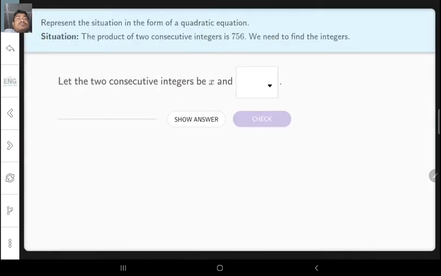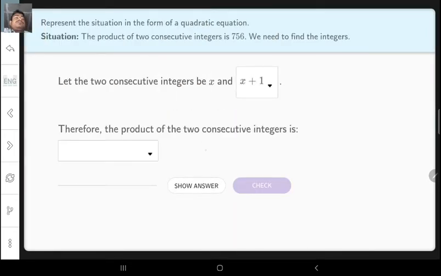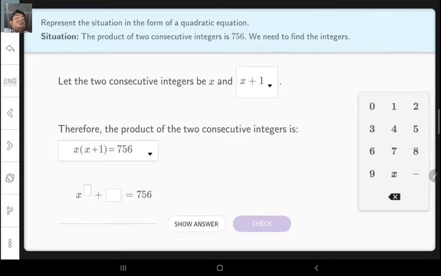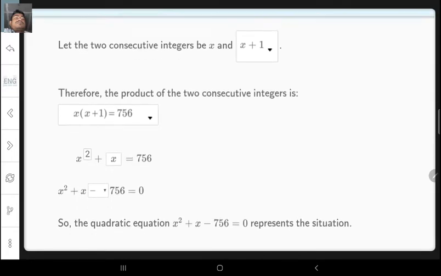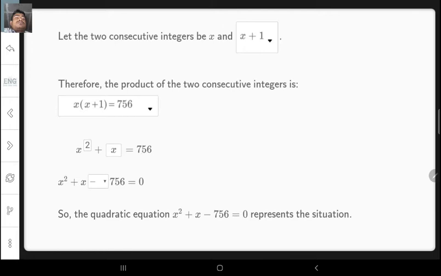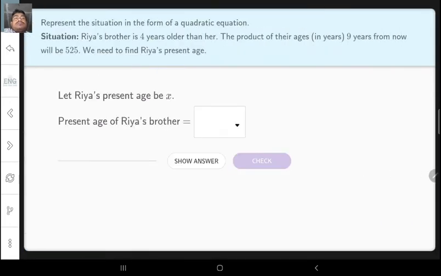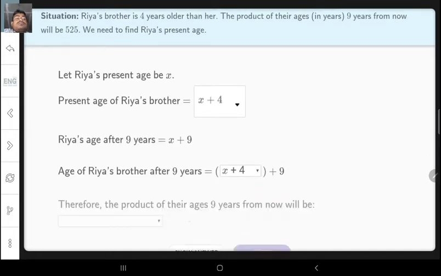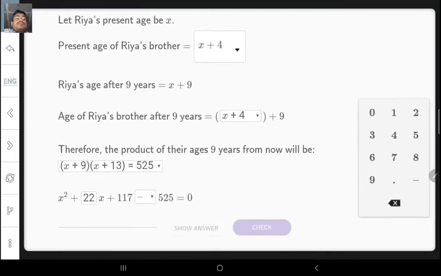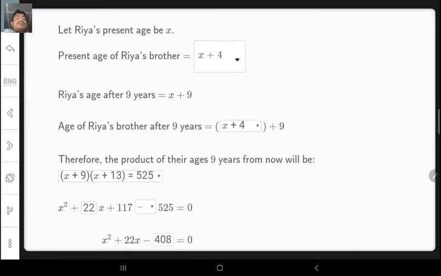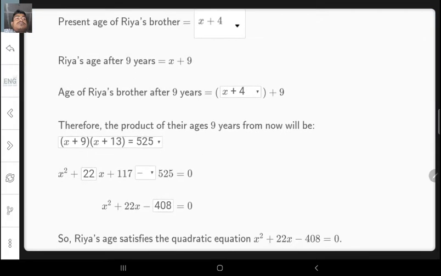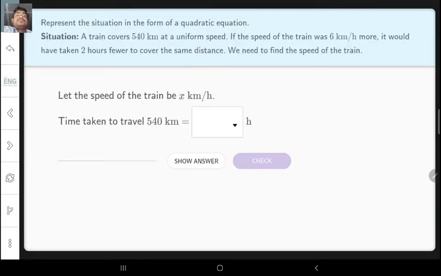Fill in the blanks with the correct values.